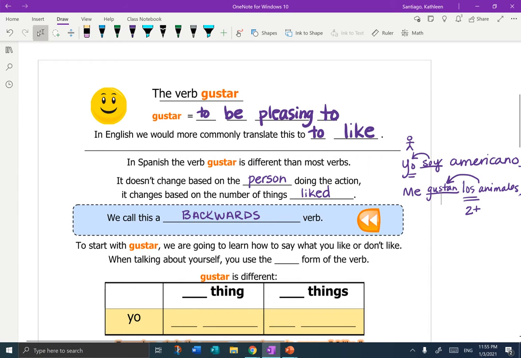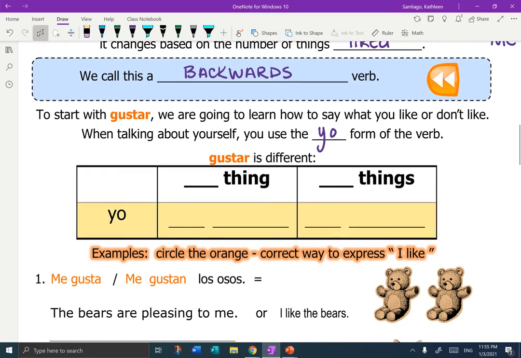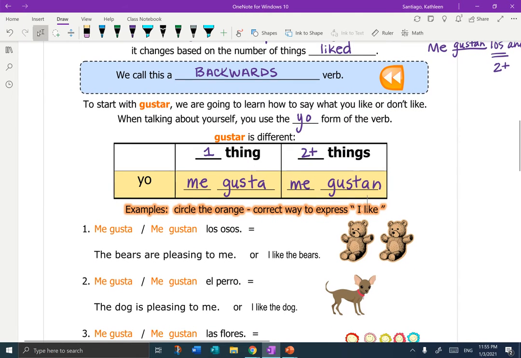To start with gustar, we're going to learn how to say what you like or don't like. When you talk about yourself, you use the yo form of the verb. So gustar is different. We're not going to conjugate it to make it match yo. We're going to remember that if it's one thing, we're going to say me gusta. Me gusta. If it's 2 or more things, we're going to say me gustan. Both of these mean I like. We're just changing to gustan if the item is more than one. Please pause the video as needed so that you can complete the items before I explain them.